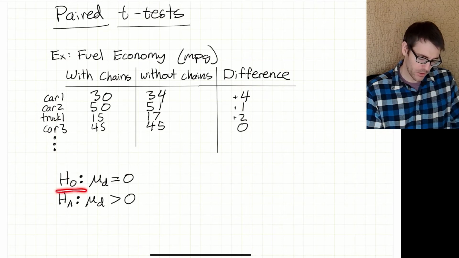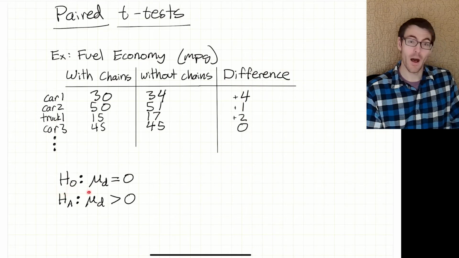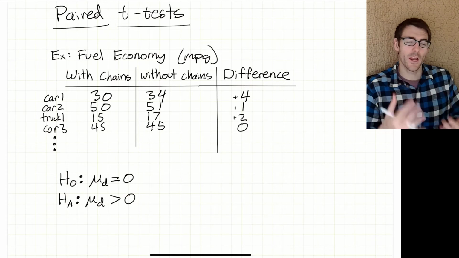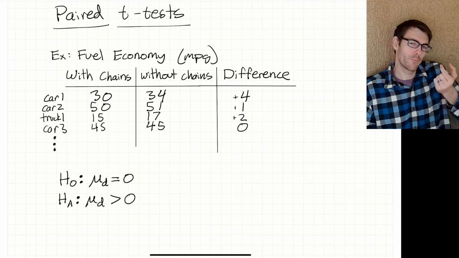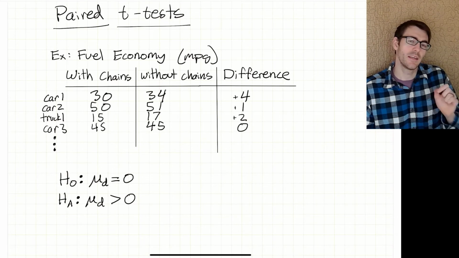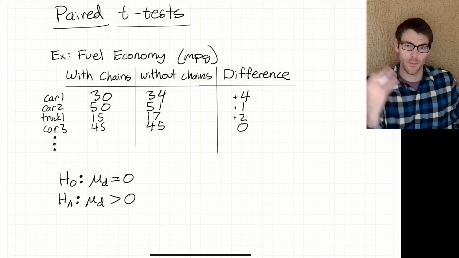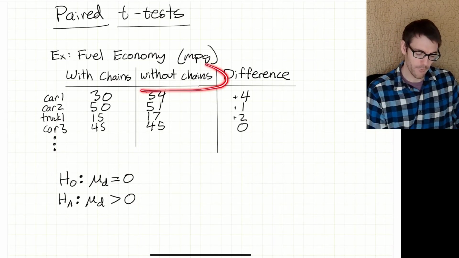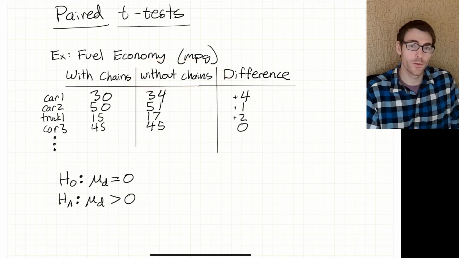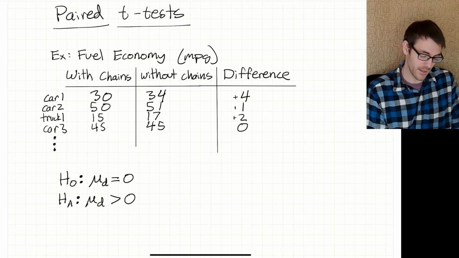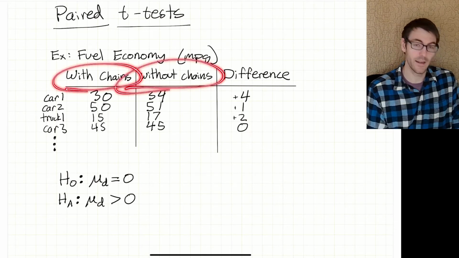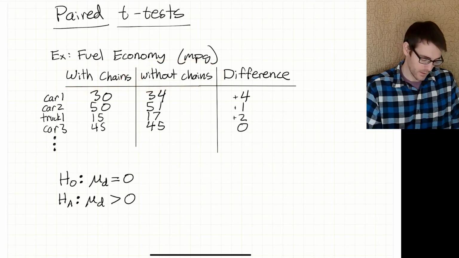We may say that for our null hypothesis, the population's average. In other words, with the population being all vehicles that are out there, the parameter that we're interested in is the potential difference, the potential increase in fuel economy for not having snow chains. As usual, our null hypothesis is that nothing special is happening. In this case, that there's really no difference between having the chains versus not.